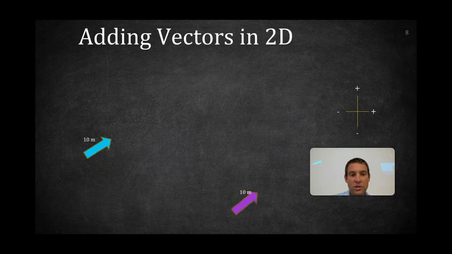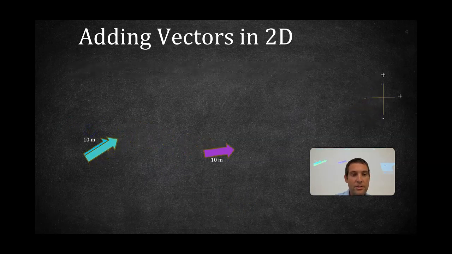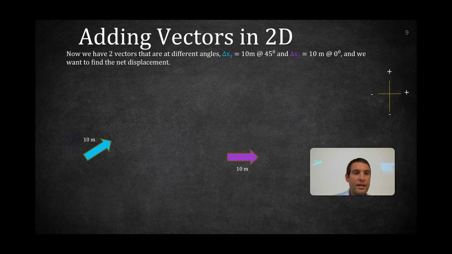If we have vectors in two dimensions, we can still do the tip to tail as long as we move that vector without changing the angle. Then we get the combined magnitude to be 20 meters in this instance. Now, if we have two vectors at different angles, vector x1, or delta x1, our displacement in the cyan, is at 45 degrees above the horizontal, and vector 2 is 10 meters at 0 degrees above the horizontal, so exactly along the x-axis.